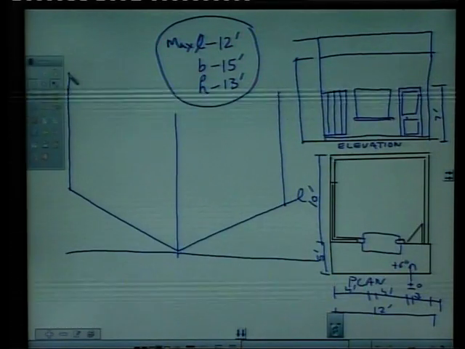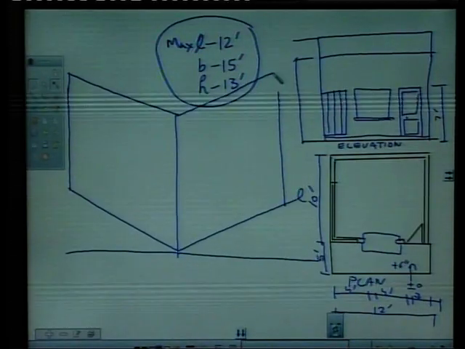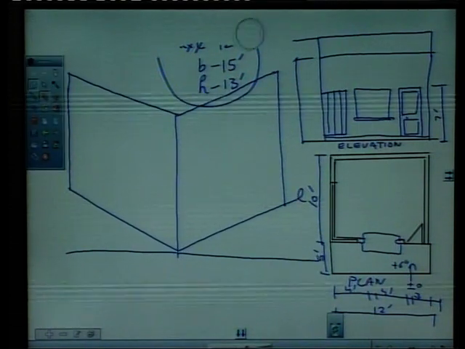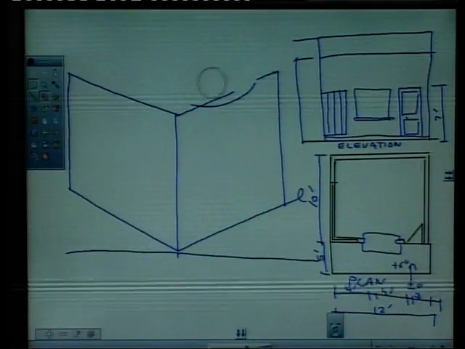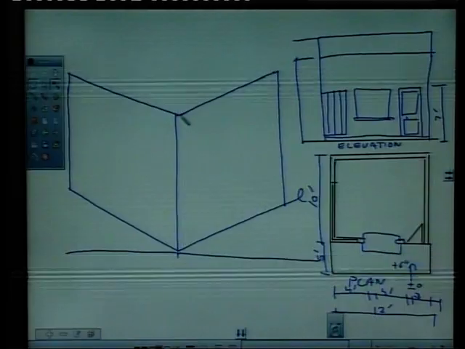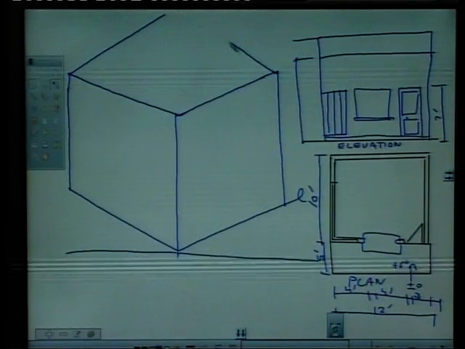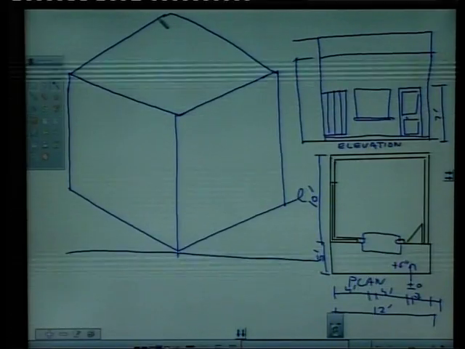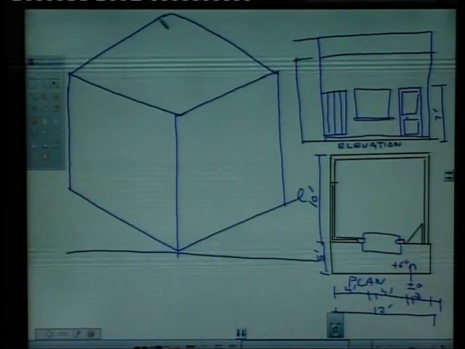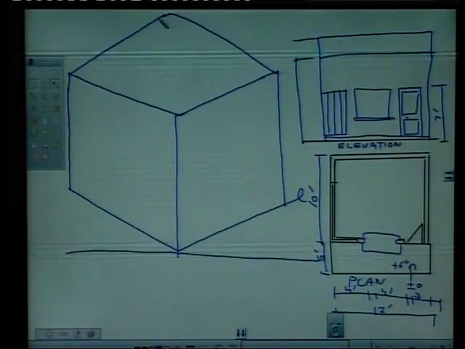Complete the box. I hope all of you know how to complete the box. Just draw parallel lines. So this gives us the outer dimensions, the extreme dimensions of our security post.